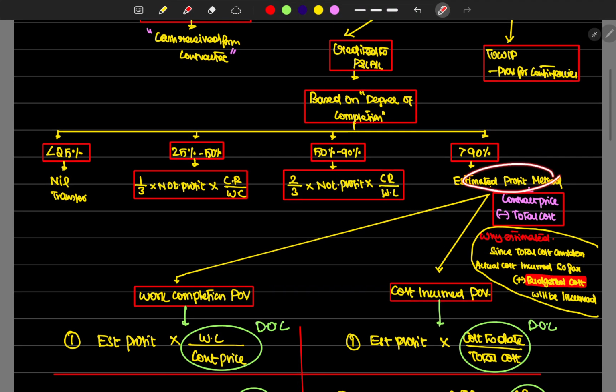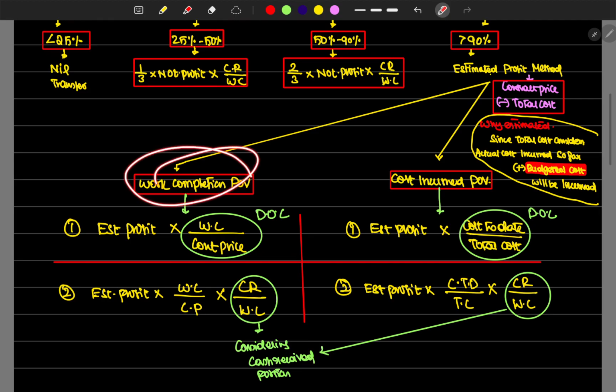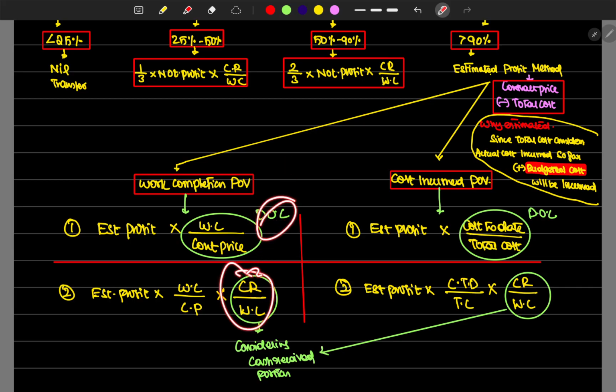Then over 90% we have the estimated profit method. We are segregating it into two areas, work completion perspective and cost incurred perspective. Work completion perspective: estimated profit into work certified divided by contract price, which is simply the degree of completion. Considering the cash received portion, CR divided by work certified. Then cost incurred perspective: estimated profit into cost to date divided by total cost, which is the degree of completion. Obviously, considering the cash received portion, we have cash received divided by work certified.